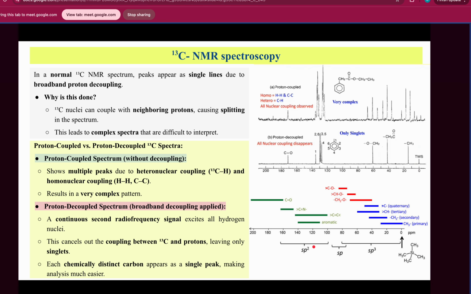So if the hybridization state is sp2 or sp, then it will have higher chemical shift values and it will be towards the downfield. Whereas if CH3, CH2 alkyl groups are present, then they will be towards the upfield. That means low delta values. Another thing you should keep in mind is that C=O, or more electronegative groups, or aromatic groups, bring about a de-shielding effect, which will move our chemical shift towards the downfield.